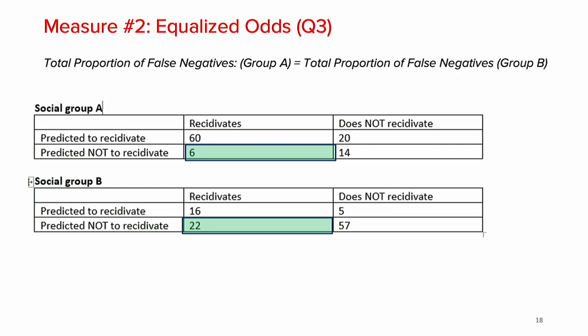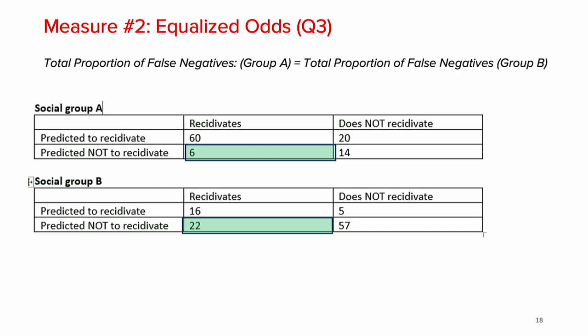Yeah, that's a nice way of putting it. So here, there's obviously a big difference in equalized odds. For here, it's 6 out of 100. For here, it's 22 out of 100. And so the total proportion of false negatives is different. So for each social group, social group B is likely to have a lot more false negatives than social group A.